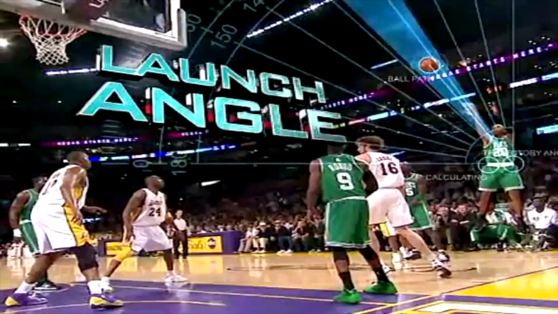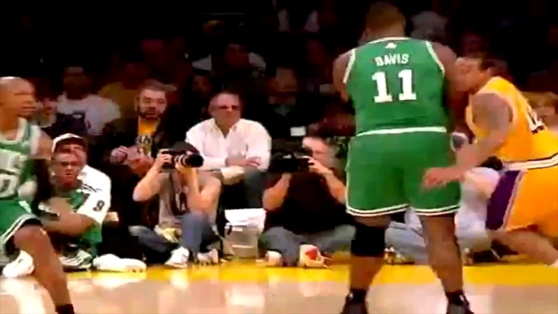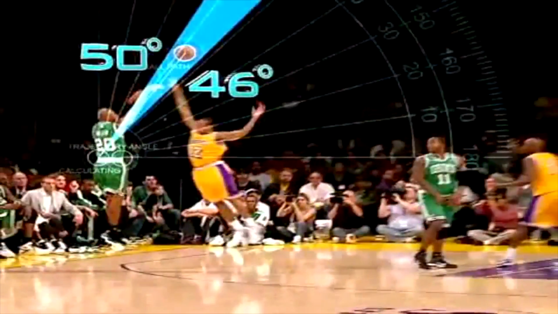This is known as launch angle. In this clip, we can see how retired NBA player Ray Allen shoots three-pointers. Studies have shown that the ideal launch angle is 48 degrees. What made Ray Allen one of the best three-point shooters in the NBA is how he consistently shot within 2-degree range of the ideal launch angle.